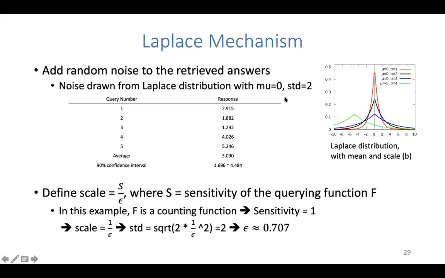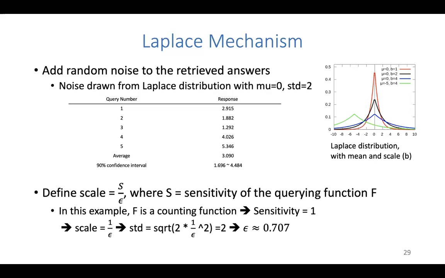Which means that by drawing noise from a Laplace distribution with the mean equal to 0 and standard deviation equal to 2, that guarantees 0.707 differential privacy. So in this case, the epsilon being 0.7 is a pretty small value. Which means that your algorithm, your mechanism M, is bounded by e to the power of 0.7 margin.